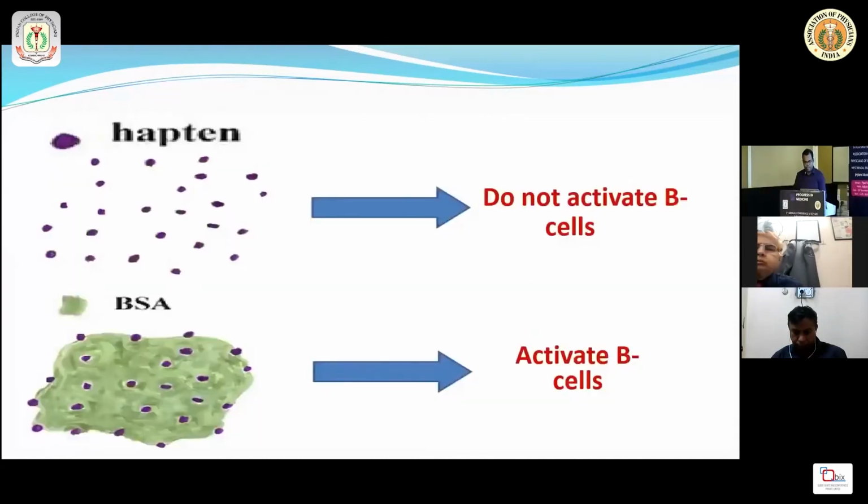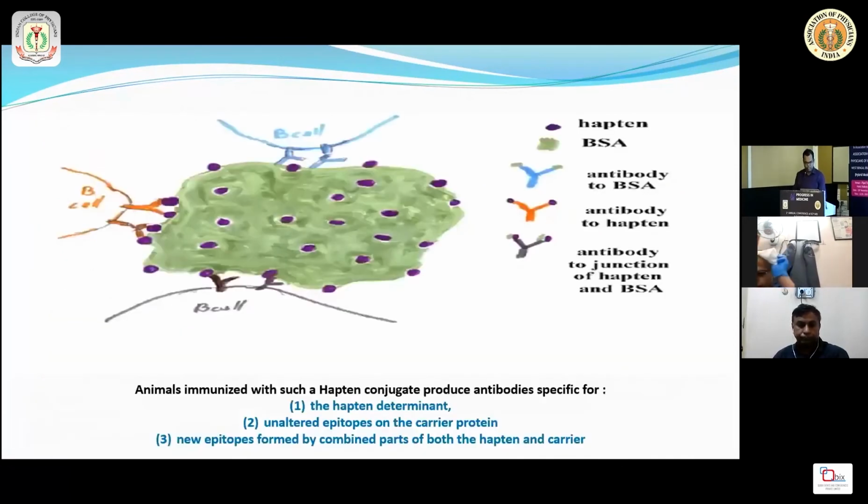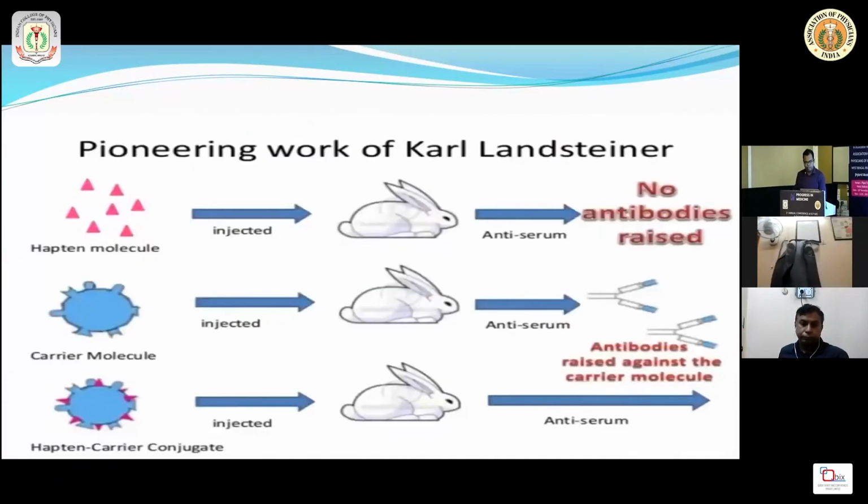As we can see from this slide, haptens by themselves do not activate B cells, but when haptens bind to bovine serum antigen, it leads to activation of B cells. In this slide, we can see animals immunized with such a hapten conjugate produce antibodies which are specific for the hapten determinant, unaltered epitopes on the carrier protein, and new epitopes formed by the combined parts of both the hapten and carrier. This slide demonstrates the pioneering work of Carl Landsteiner, which I will explain in the next slide.